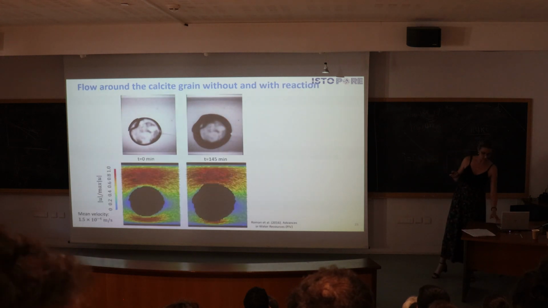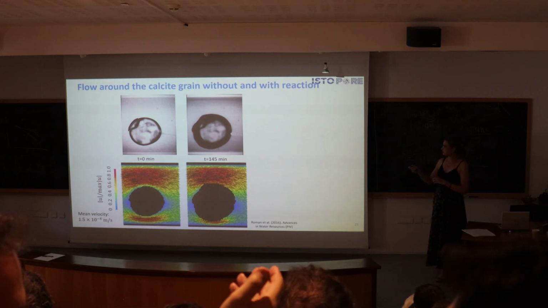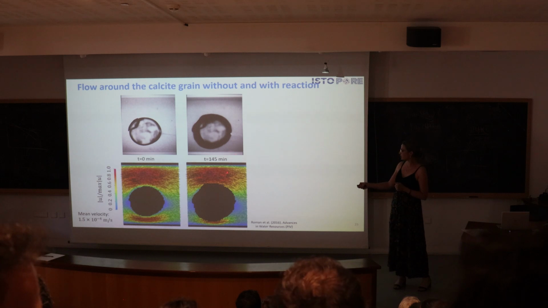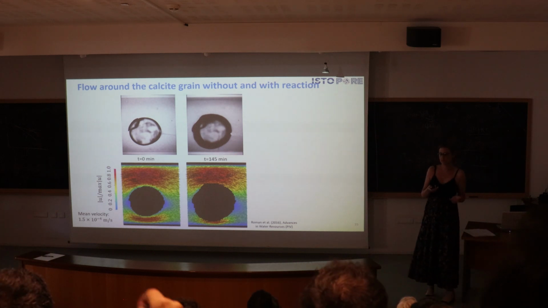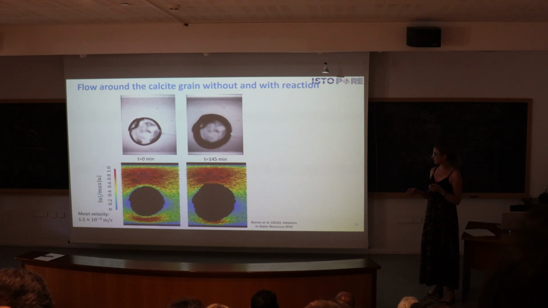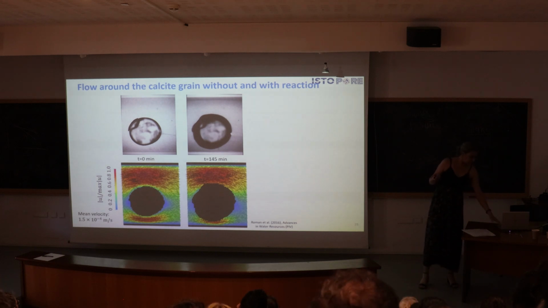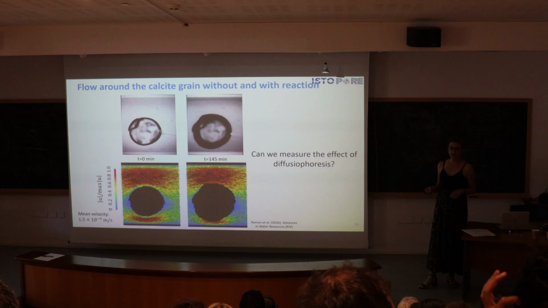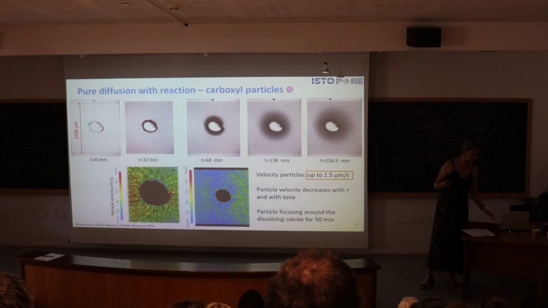If we look at the velocity field around the calcite, here it's before reaction, and here it's during reaction. We cannot really measure this diffusophoresis effect because we have quite strong advective flux. So what we measure is actually the advective flux around the calcite. Then, to evaluate the importance of diffusophoresis in our system, we did experiments with no flow to see if it's actually diffusophoresis that we have.